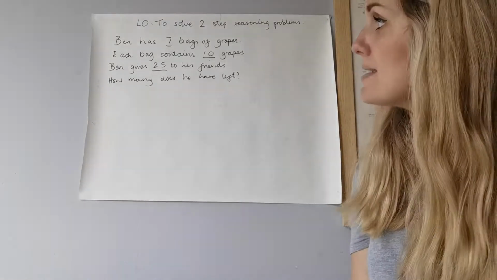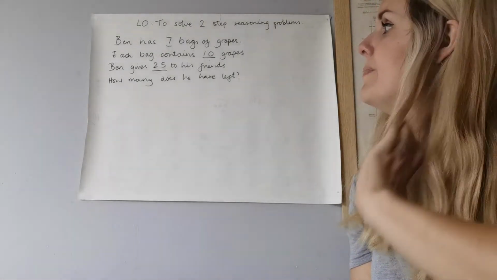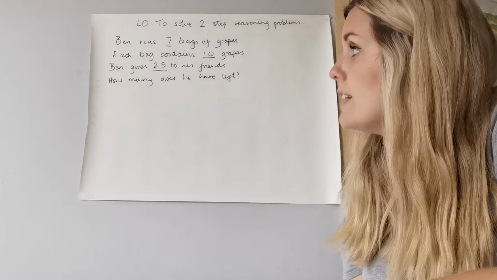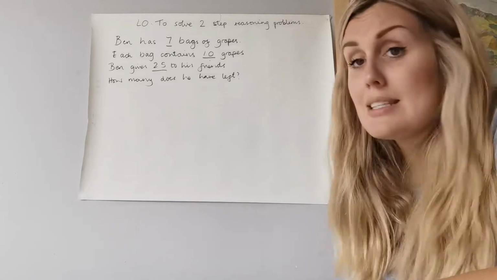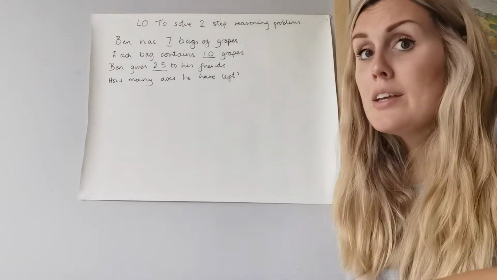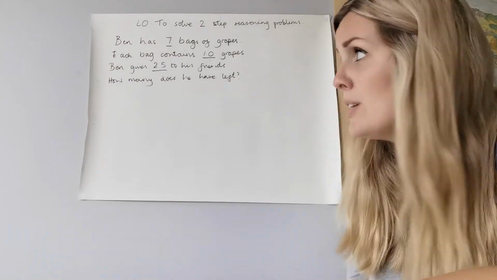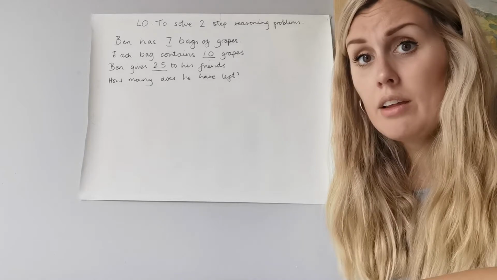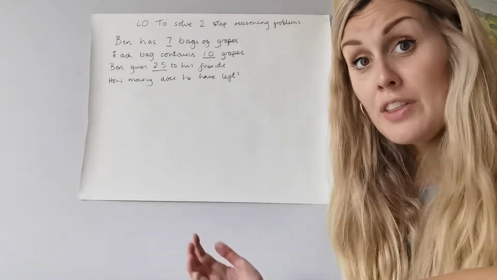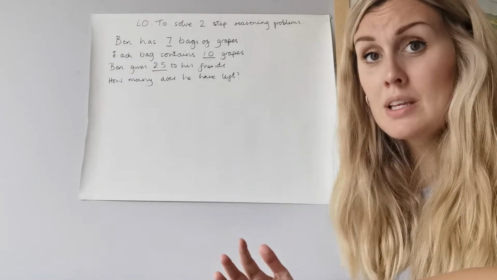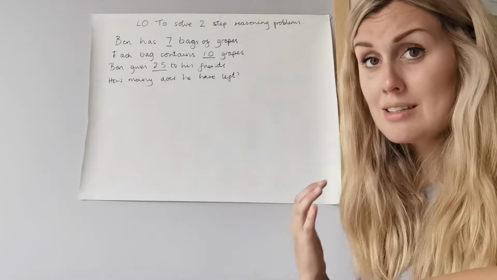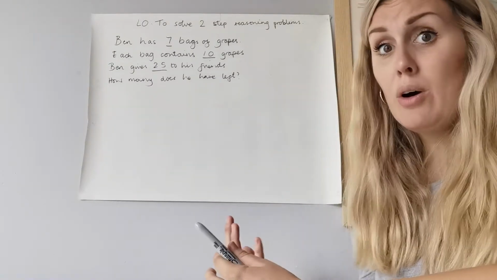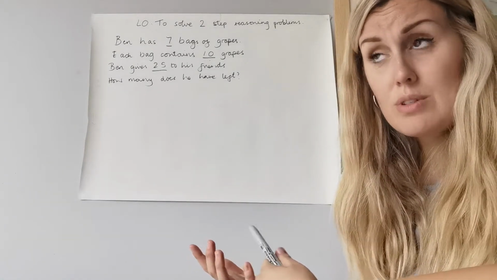So it says, Ben has 7 bags of grapes. Each bag contains 10 grapes. Ben gives 25 to his friends. How many does he have left? So what a lot of people do is they'll underline all the numbers and think, right, I need to add 7 and 10 and 25 all together. Now, you've done the right thing by underlining the numbers, but actually you have to really understand the wording and the question in order to work out what operation you need to use.